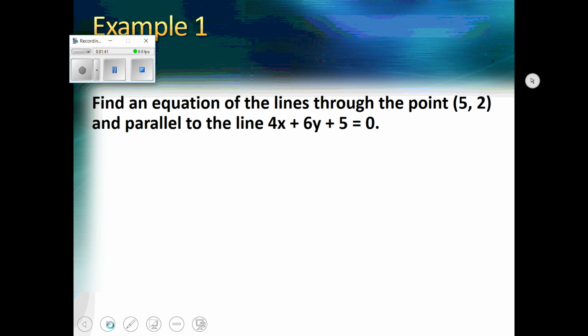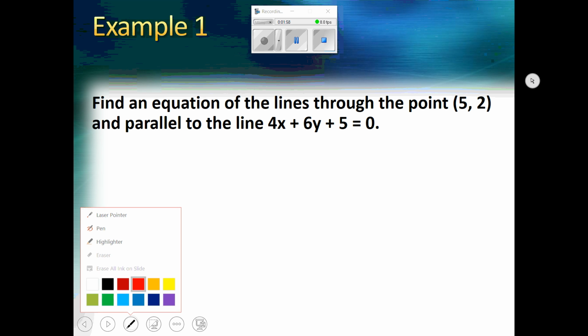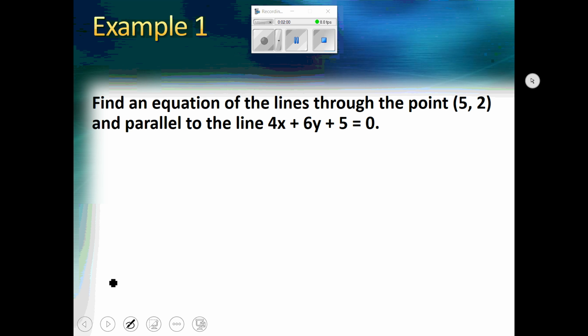So let's look at a couple examples. Here's example 1. We're going to find an equation of the line through the point (5, 2), and it's parallel to the line 4x + 6y + 5 = 0. So first of all, we know if they're parallel, they're going to have the same slope. So we need to find the slope of this line. So my first question to you is, what's the slope of this line?